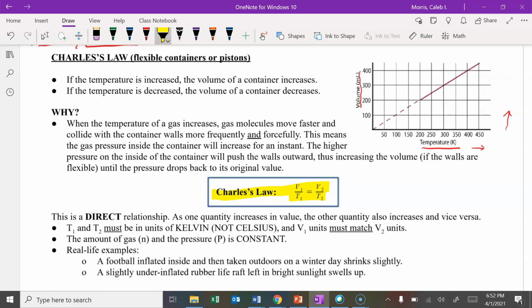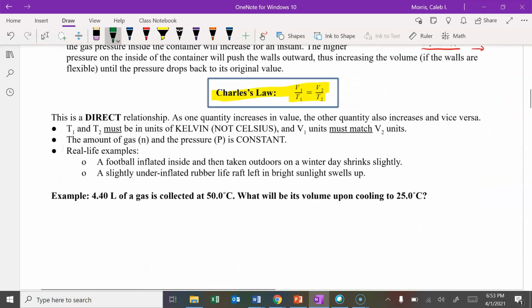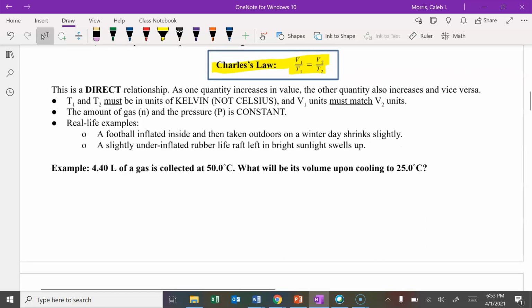By the way, you do not need to memorize these laws. I'll show you why next class, we're going to spend some time on it. We just want to learn how to use them. This is a direct relationship. As one quantity increases in value, the other also increases, and vice versa. So if I increase the temperature, the volume increases. If I decrease the temperature, the volume decreases.